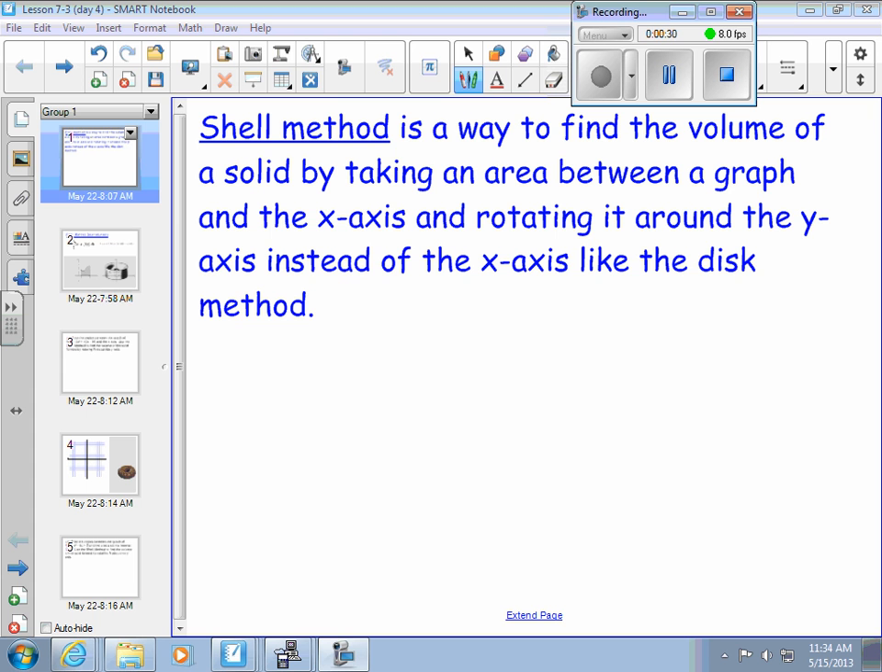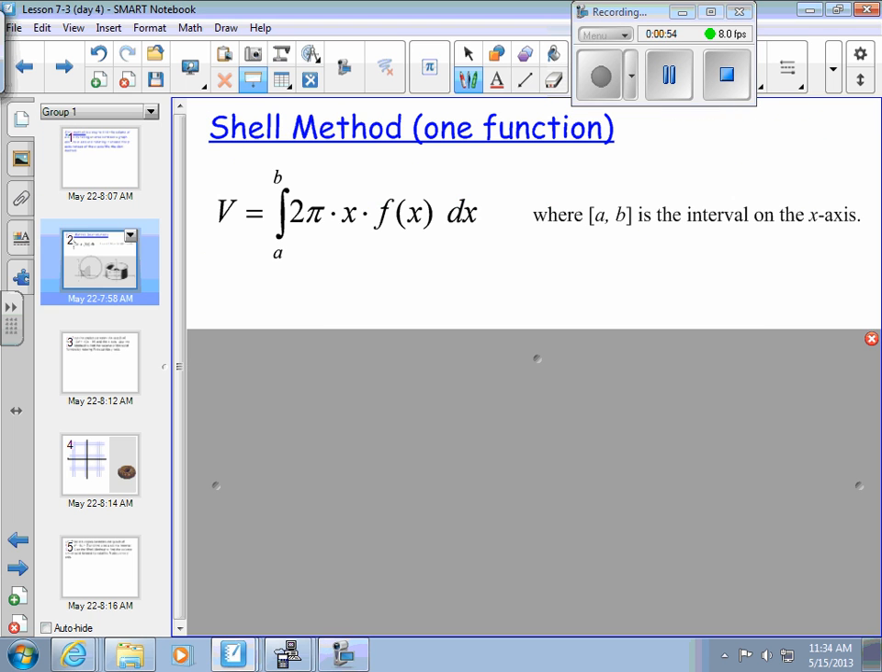So we're going to take an equation that's in terms of x, and before, anytime it's been in terms of x, we've gone around the x-axis. Now we're going to change that and go around the y-axis. By doing that, it does change the integral that we're going to be using to solve. It's no longer going to be pi times r squared.